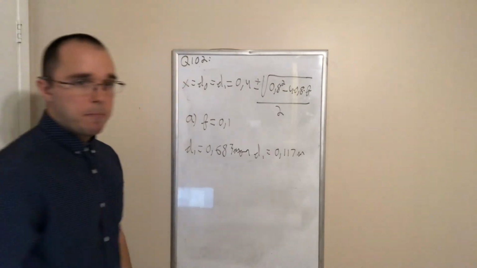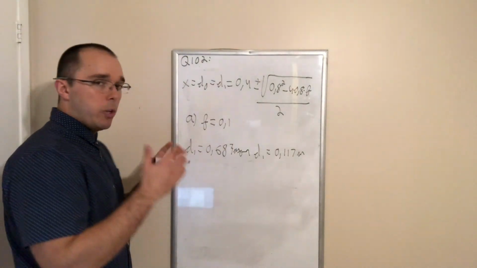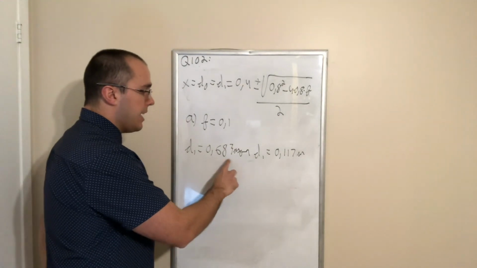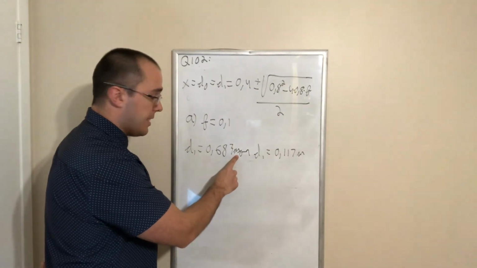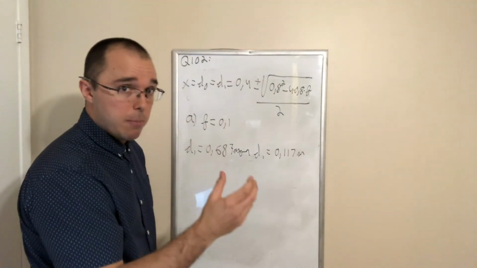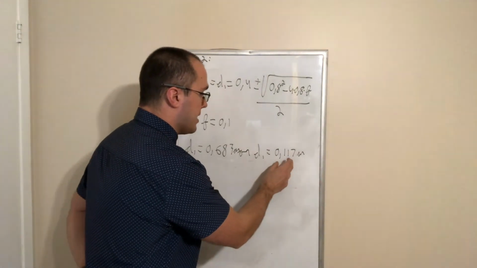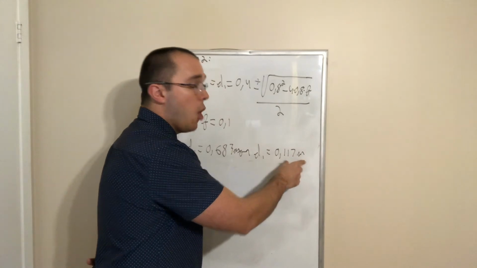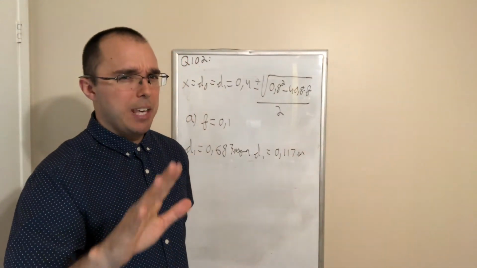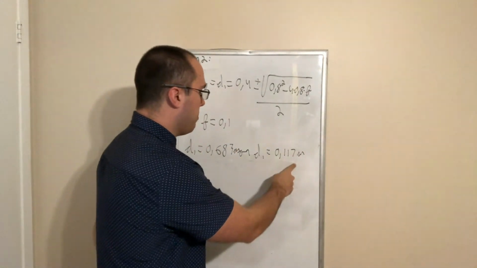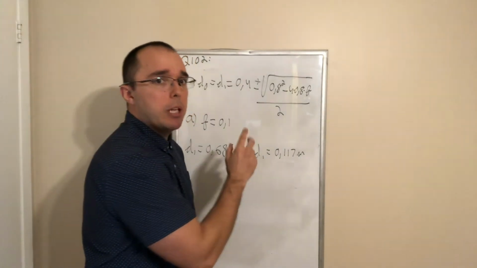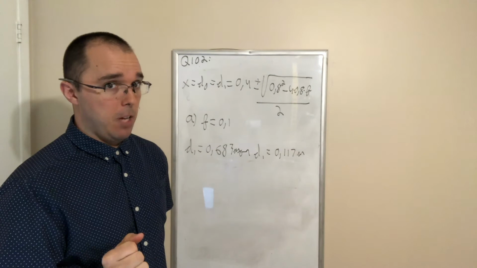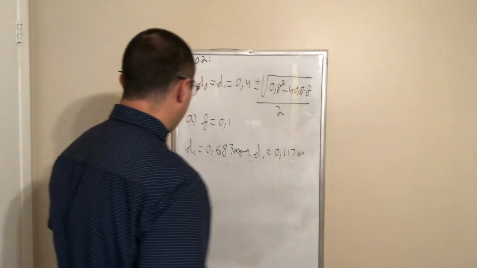So that means if the distance between our object and the converging lens is equal to 68.3 centimeters, we will have a clear image. And if the distance is 11.7 centimeters or 0.117 meter, we will also have a clear image. Now keep in mind, the magnification won't be the same for both of them, but in both cases, they will create a clear image. All right? Let's have a look at part B.